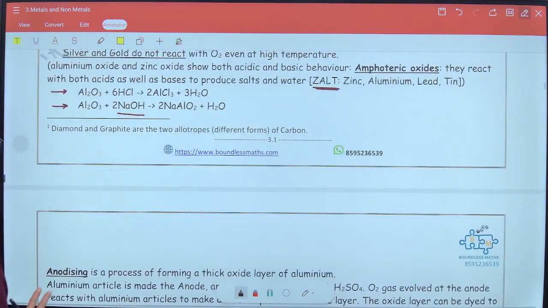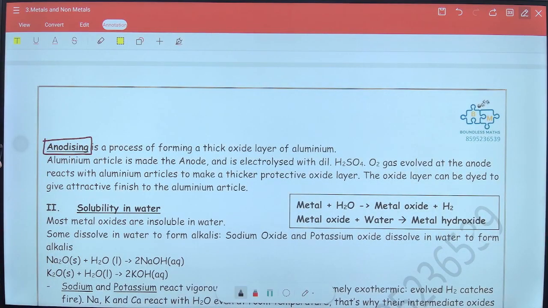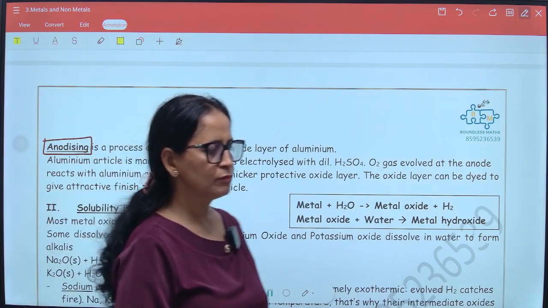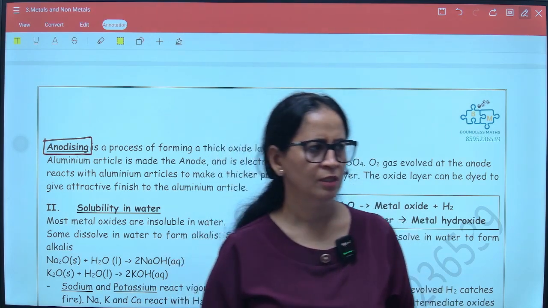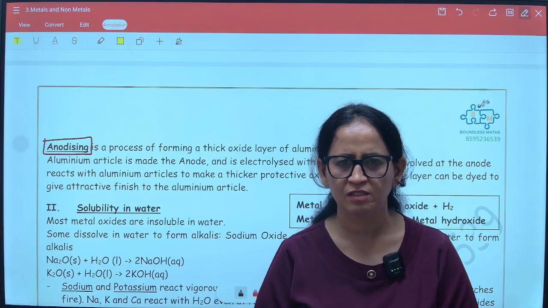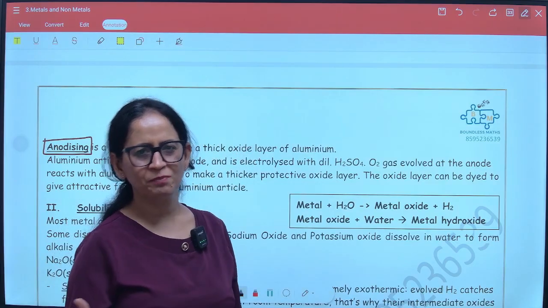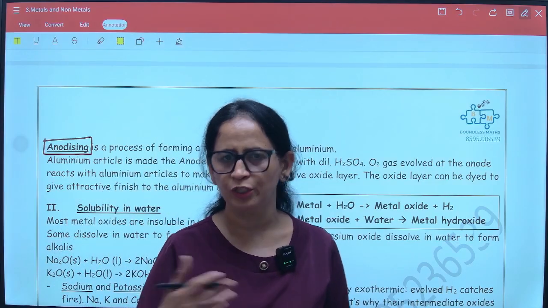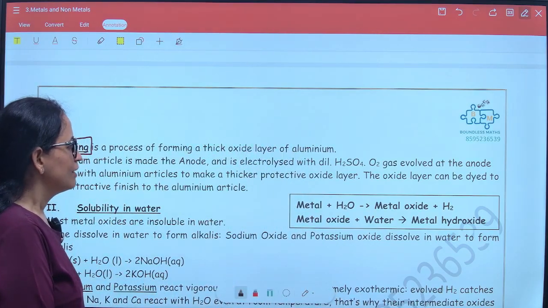Now, before we move to the next property, there is a keyword given in your textbook that is called anodizing. What is anodizing? There are lots of articles, maybe small showpieces or statues of gods and goddesses made of aluminium. These might react with oxygen present in the air and get corroded over a period of time. So to prevent this, these are anodized.